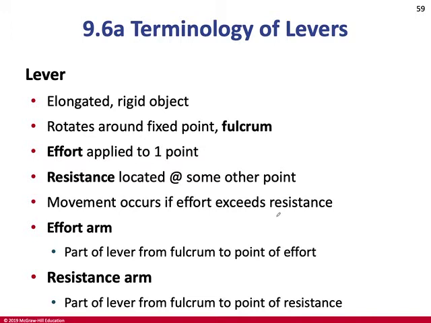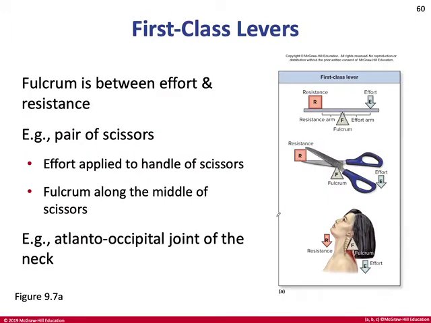The effort arm is the part of the lever that runs from the fulcrum to where the force is applied, and the resistance arm is the lever from the load to the fulcrum. Okay, so you can see some examples here, such as in a pair of scissors, right? The effort is applied to the handle, the fulcrum is here, and the resistance is here. Okay, and there's the effort right there at the end of the scissor. Okay, in a teeter-totter, right, you can see the effort arm here, there's the fulcrum, and there's the resistance arm.